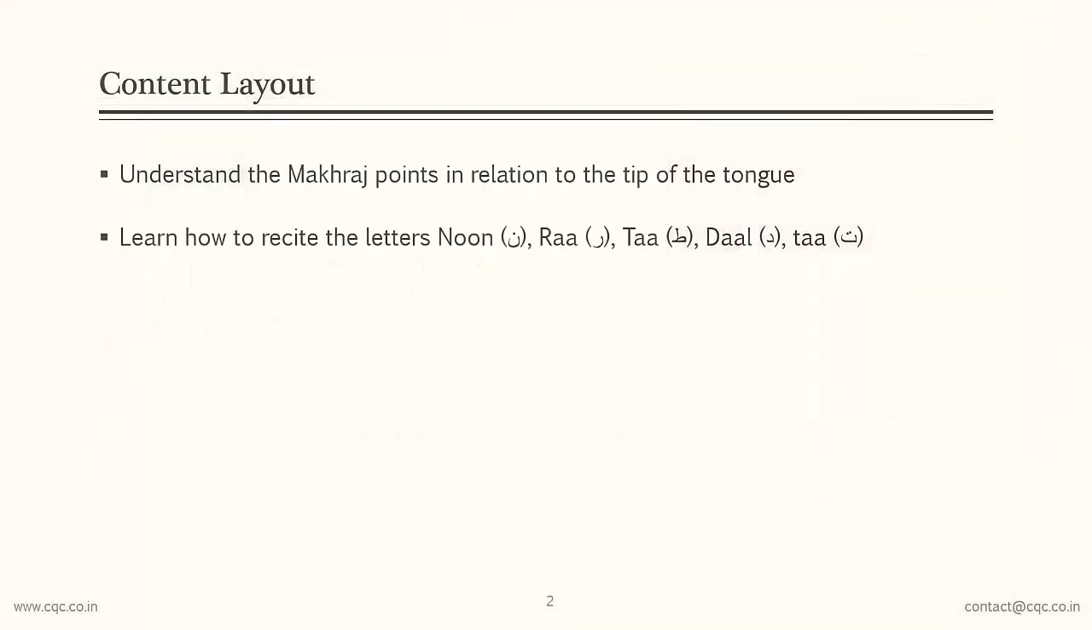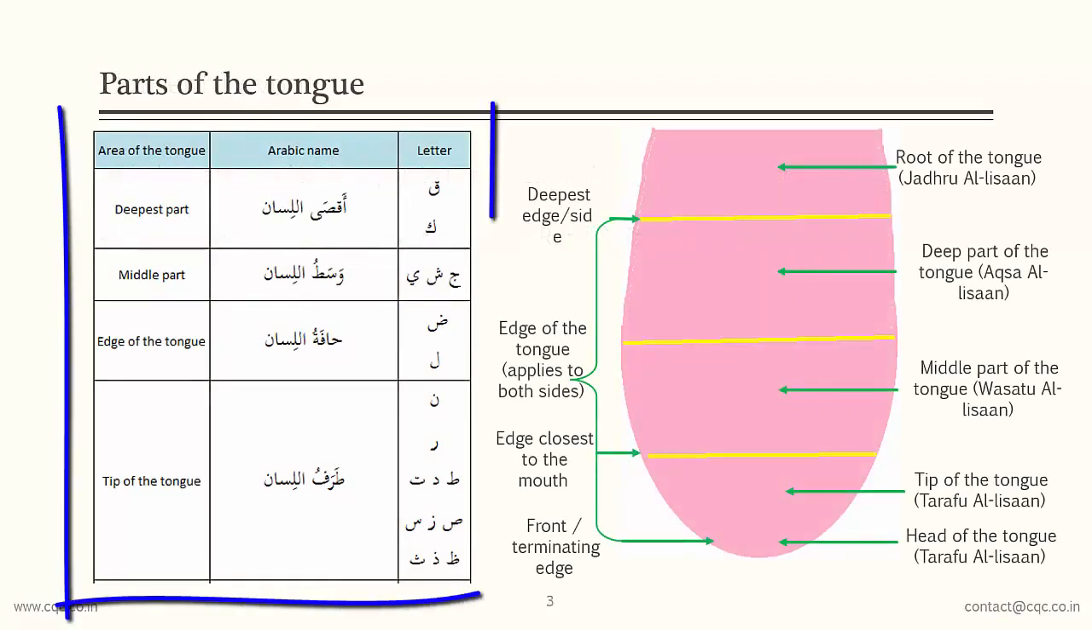We will first do a quick revision of the tongue letters that we have covered in the previous two sessions. We will then try to understand why the tip of the tongue is so important in articulation and which are the 11 letters that specifically use the tip of the tongue as their makhraj. But the letters that we are going to study in detail today are the letters Noon, Ra, Ta, Daal and Ta. It is from this Makhraj chart for the letters of the tongue that we will understand why the tip of the tongue is such an important articulation point.